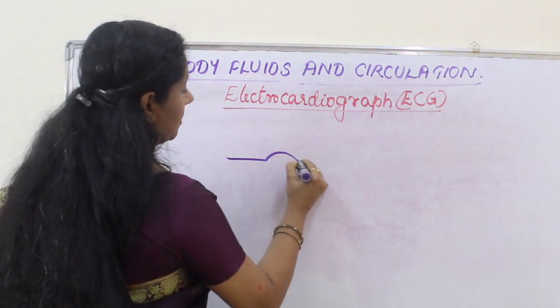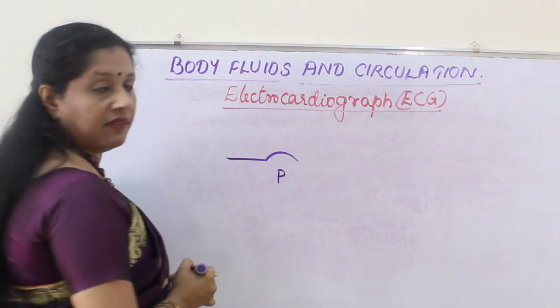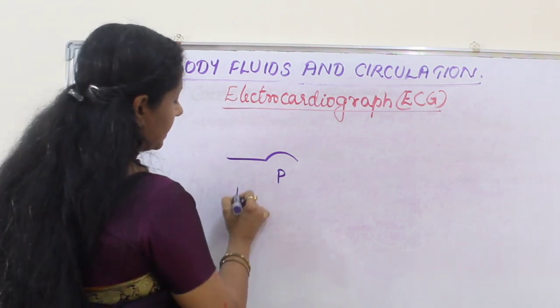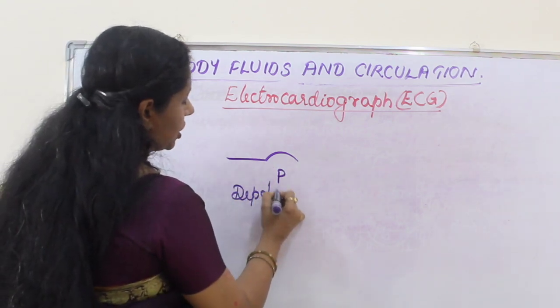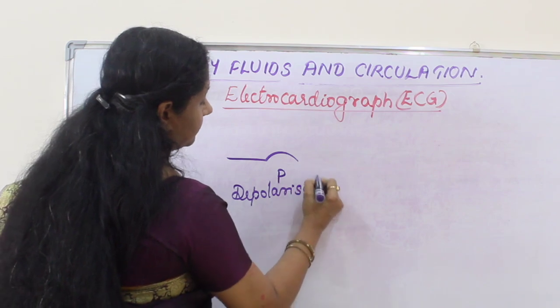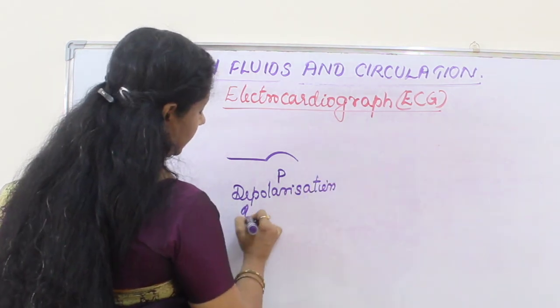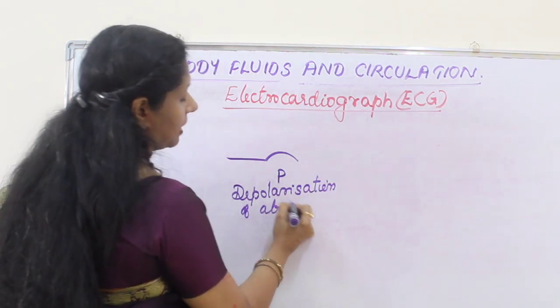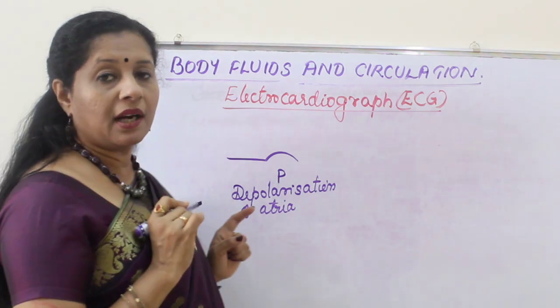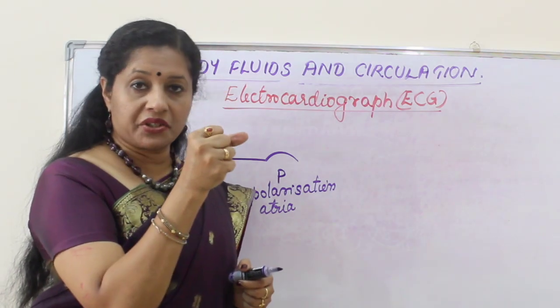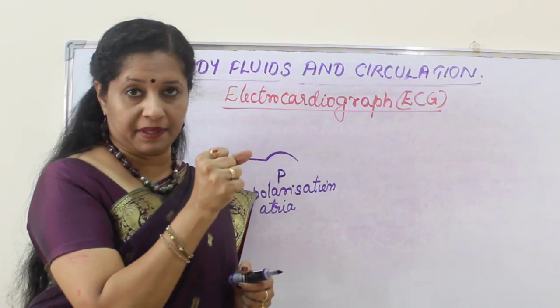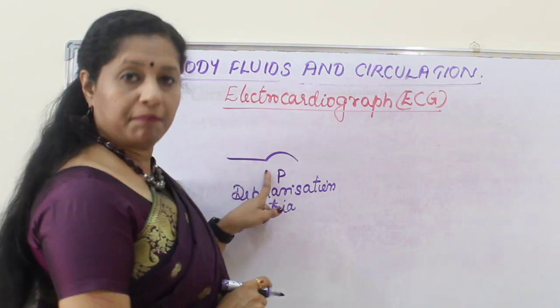First there is a small peak, this is called a P wave. So P wave represents the depolarization of atria. Atria means what? The upper chamber of the heart. We know that during cardiac cycle, first atrial contraction or the atrial systole happens. So that is shown by this P wave.